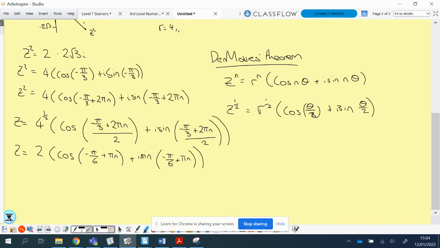Right, this is where we're going to find our two roots, because at the minute we've not found our roots yet, we've still got a bit of working to do. What we do now is we let n equal an integer, and we're going to find two roots of this. We only need to do it for two steps. So the first thing we're going to do is let n equal 0.